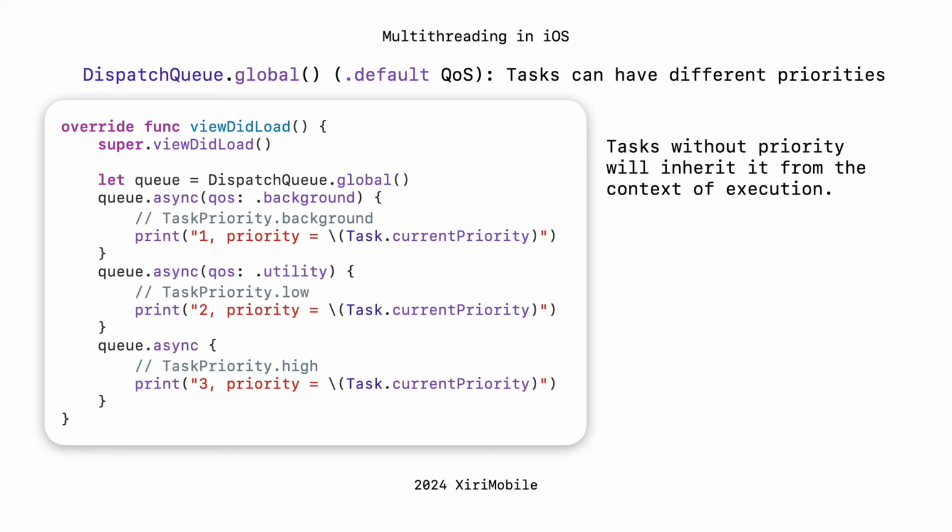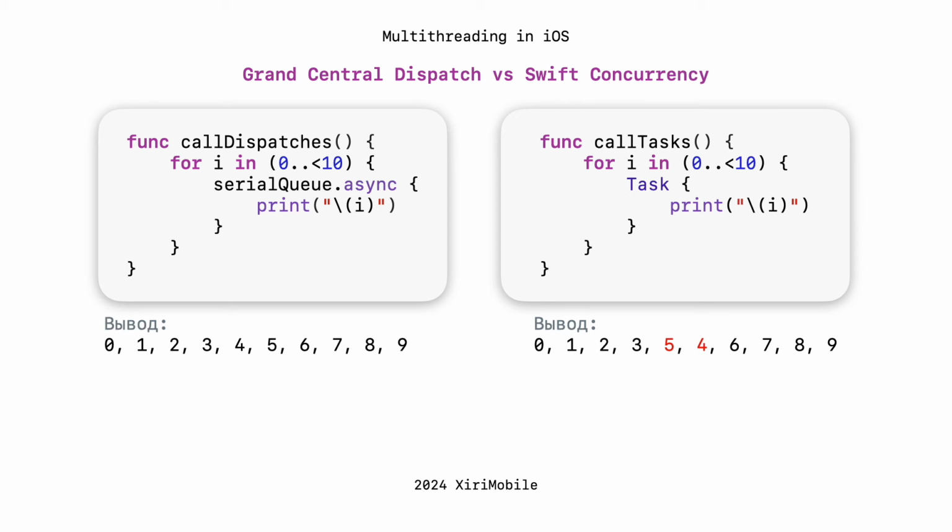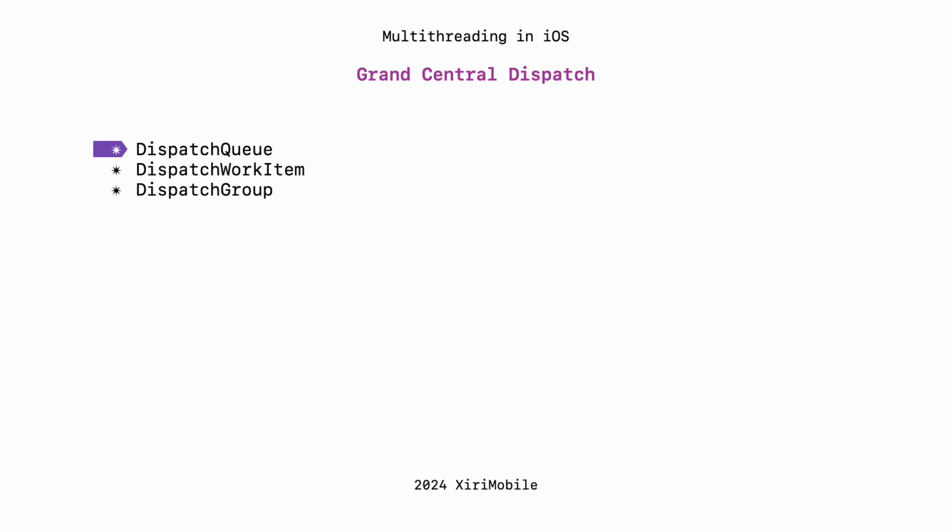In the last task, the priority is not specified, so it will inherit it from the parent context, from the context of the viewDidLoad function, and the priority will be high. Another example for comparison. What output should we expect from this function? In the second example, the output order is not guaranteed.